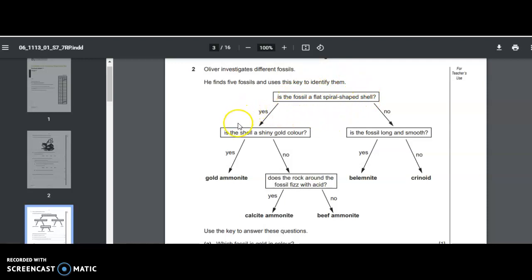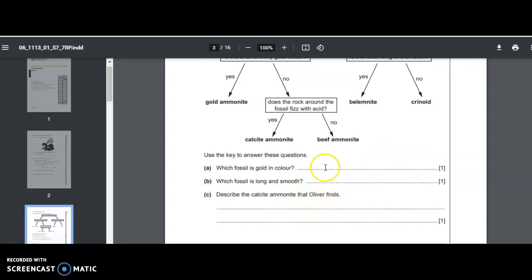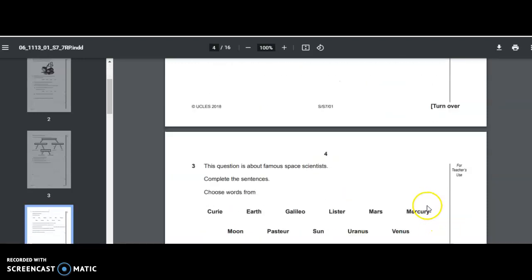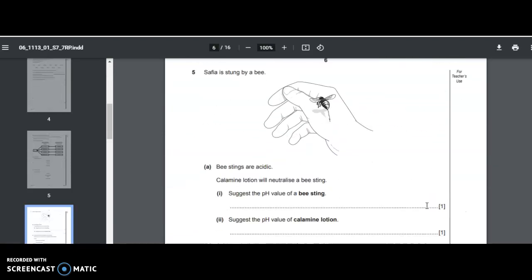But they will also accept that it is not shiny or shiny gold, or that it does fizz when the rocks with acid around it. So just make sure that you explain one of those three things. There's only 1 point, so you need to say one thing. I think that question's quite simple, straightforward.